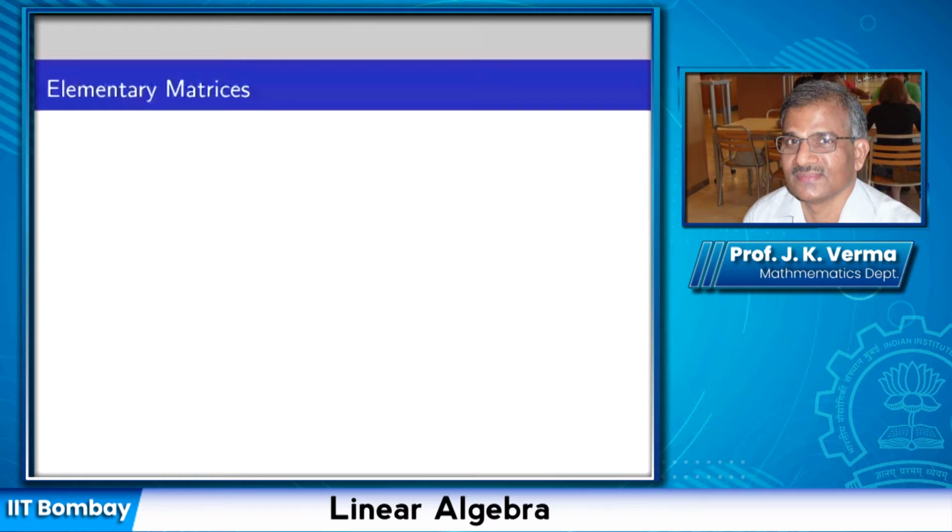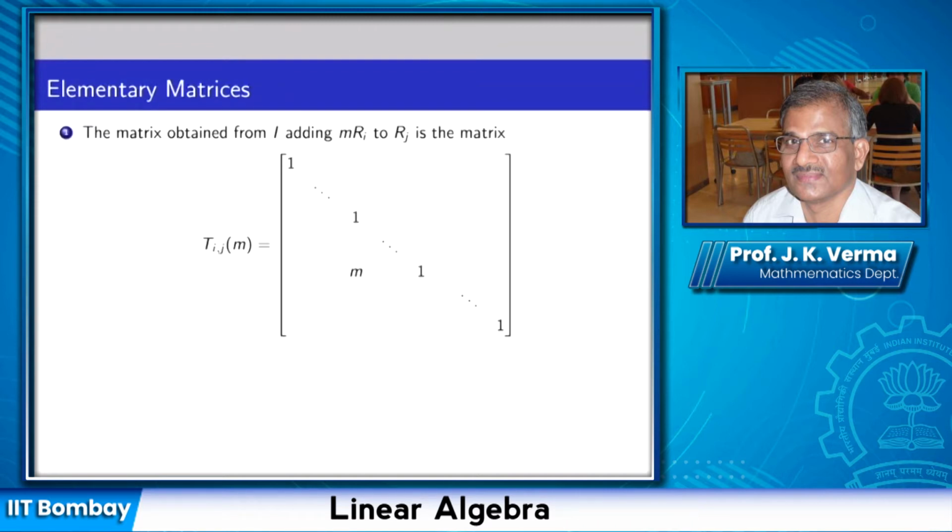Now let's look at the second type. The matrix obtained from identity matrix by adding m times Ri to Rj, that is called Tij_m. So Tij was the matrix obtained from identity matrix by interchanging ith row and jth row, but Tij_m means that I am multiplying ith row by m and adding to the jth row. So then I get this Tij_m matrix.